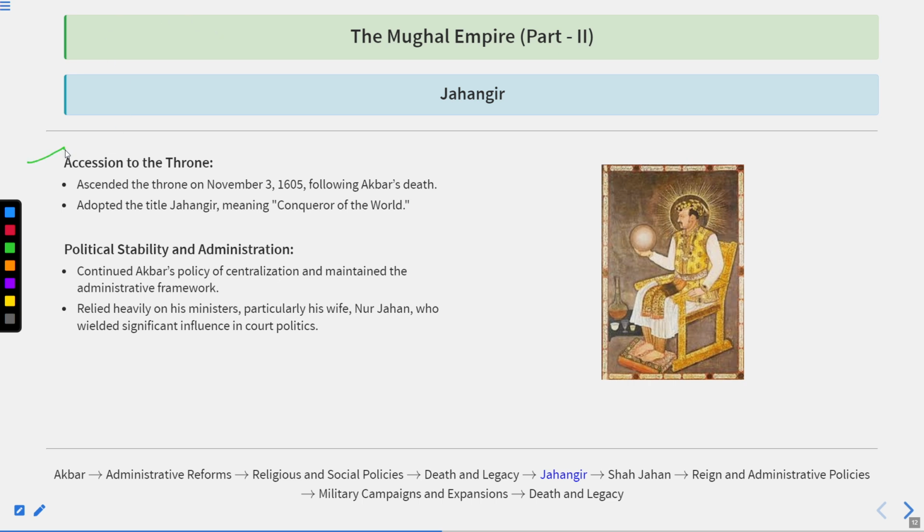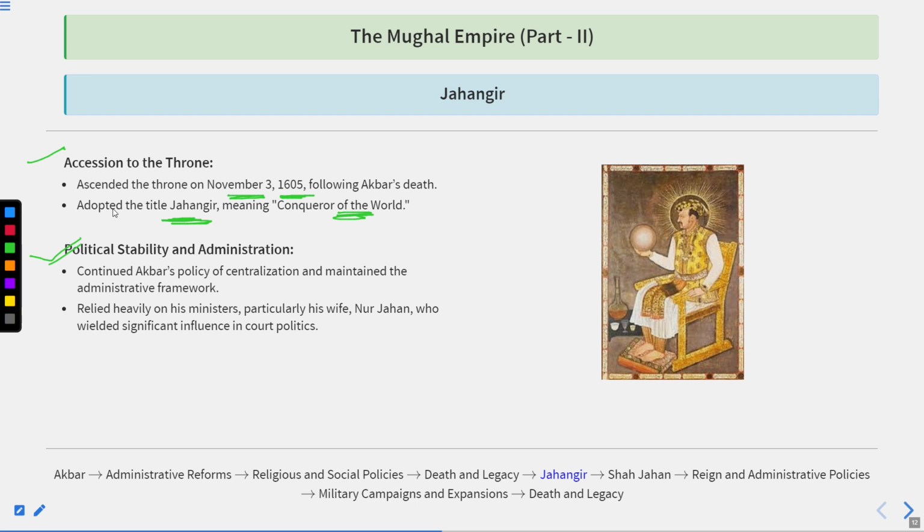Accession to the throne. He ascended the throne on November 3, 1605 after the death of his father. He also adopted the title Jahangir, which means conqueror of the world. Also, Jahangir was known as the chain of justice, as he was known for his justice policies and the 12 ordinances which were passed by Jahangir for social welfare. Clear?